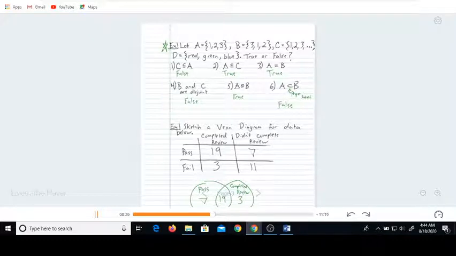There's actually 4 acceptable answers. Just be careful that your Venn diagram makes sense. You don't want to over-label it, and you want to keep it nice and clean.